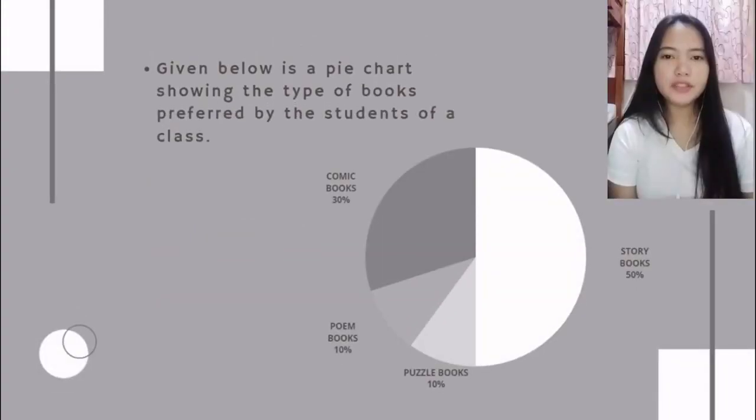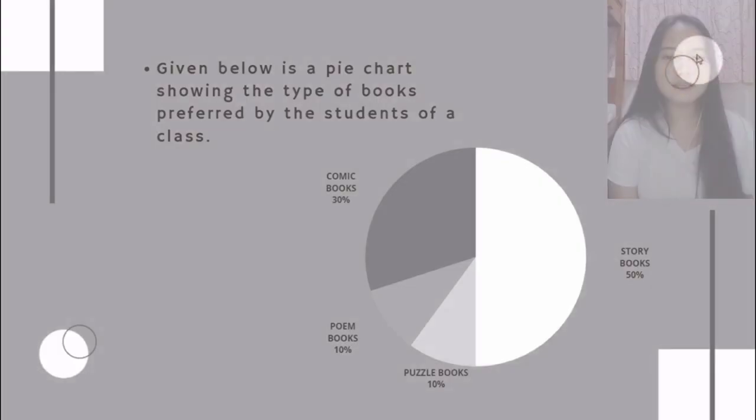Given below is a pie chart showing the type of books prepared by the students of a class. A pie chart is divided into 4 sectors: storybooks as 50%, comic books as 30%, poem books as 10%, and puzzle books as 10%.